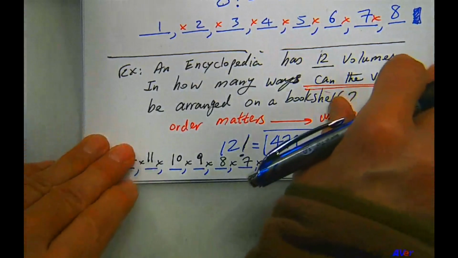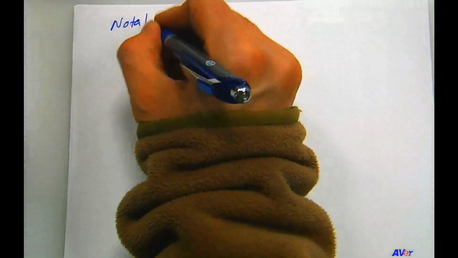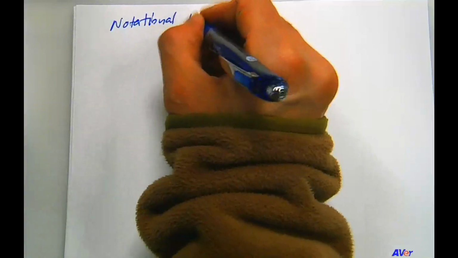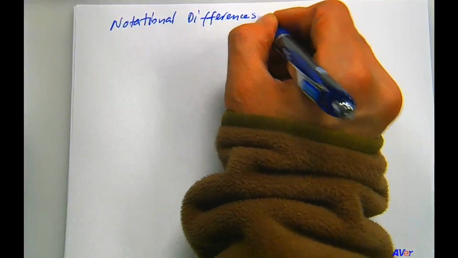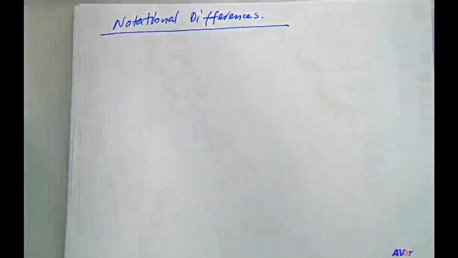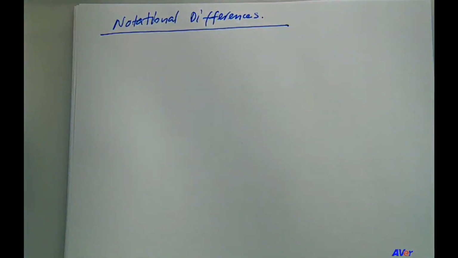Okay, a word about notations, because depending on which author's book you read, the notation that refers to permutation might be different. So here is a description of notational differences. The notations are different, but the calculation they suggest is exactly the same.